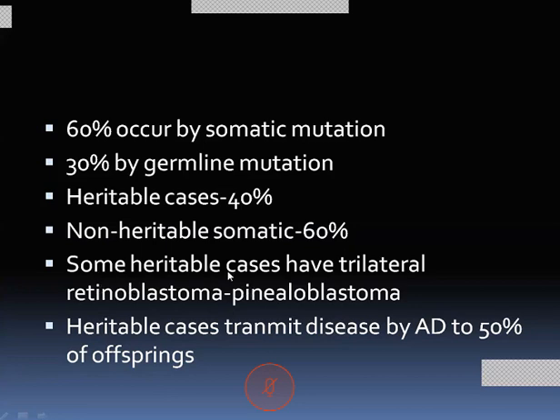Some of these heritable cases have trilateral retinoblastoma. Trilateral means bilateral retinoblastoma plus pinealoblastoma. The heritable cases transmit the disease by autosomal dominant inheritance to 50% of their offspring.